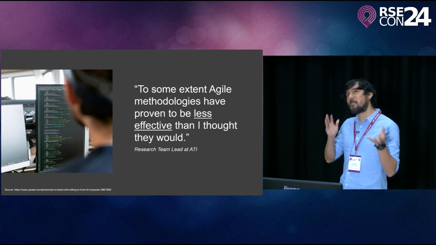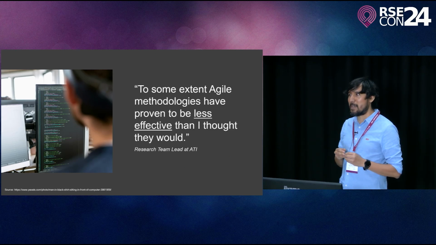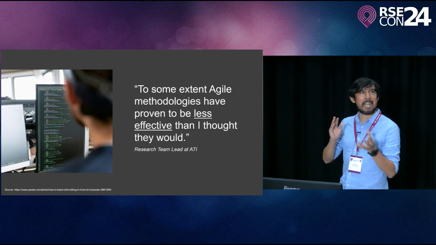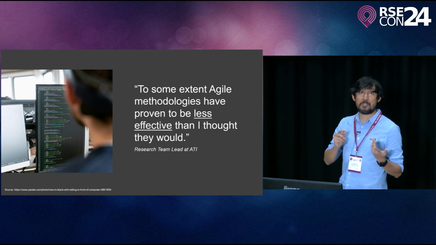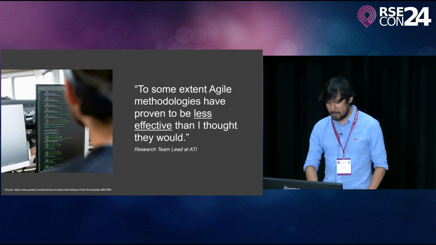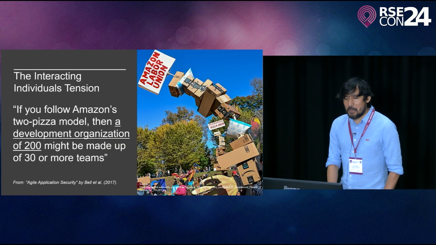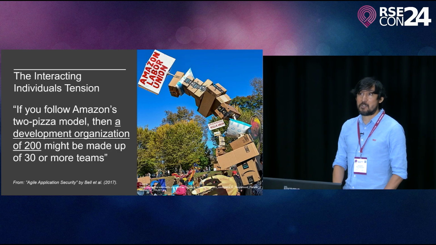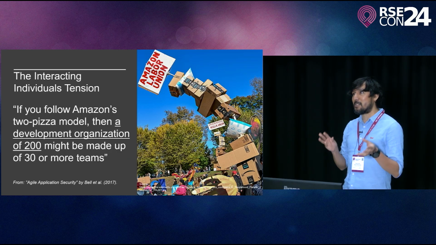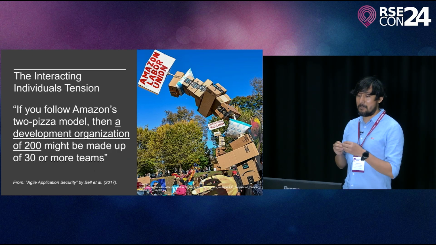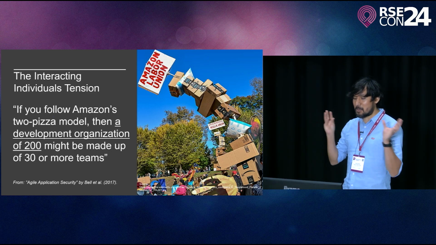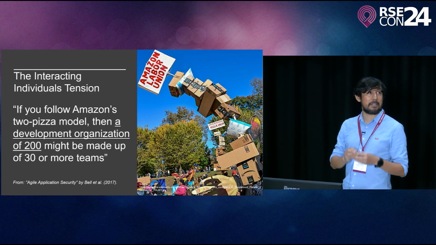And in this second part of the talk, I will try to elaborate on why this is, why there's a misalignment between Agile expectations and the realities of academia. So I will talk about 3 tensions, and one of these tensions is related to one of the Agile values from the manifesto. So the first tension I want to talk about is the interacting individual tension.